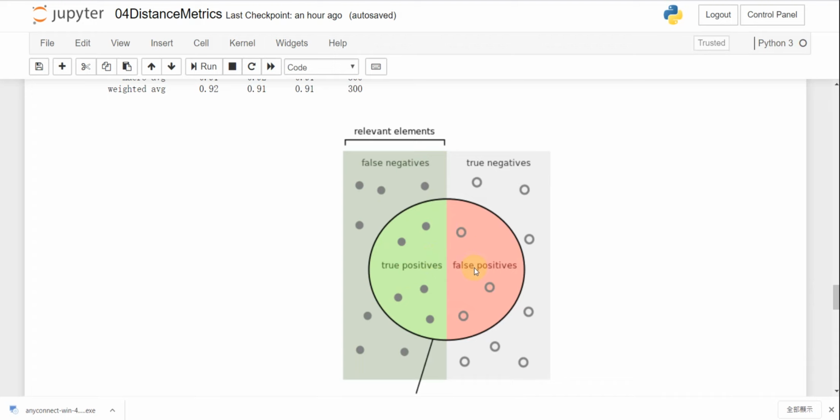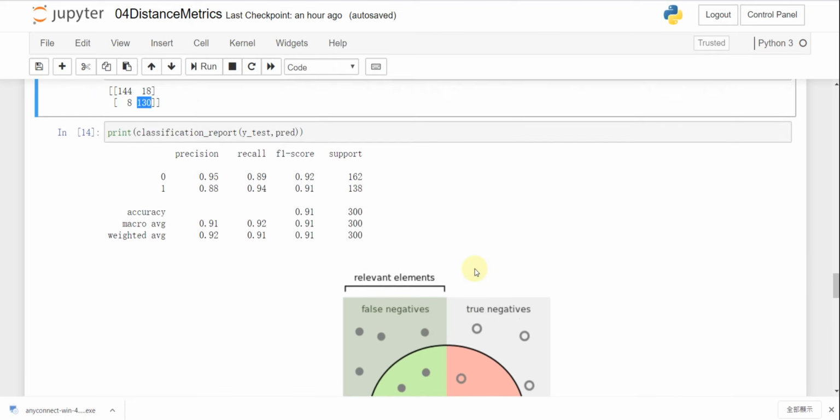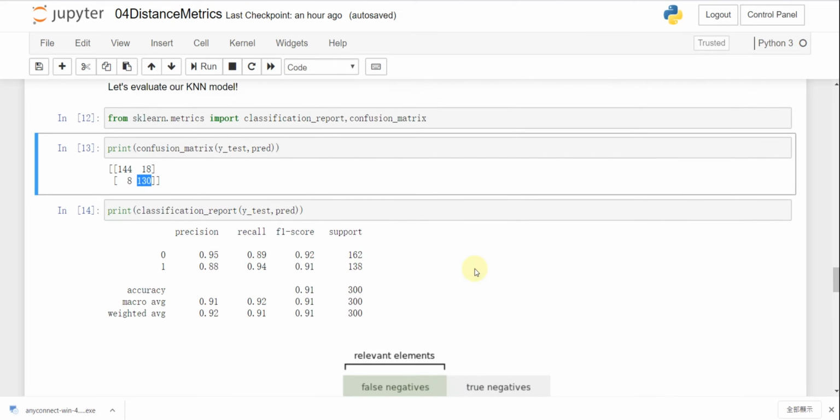What I want to say is that when we are evaluating this result, we consider a false positive and a false negative to be wrong, and they are punished in the same way. A false positive is a wrong classification, and a false negative is also a wrong classification, and we consider them to be equally bad.